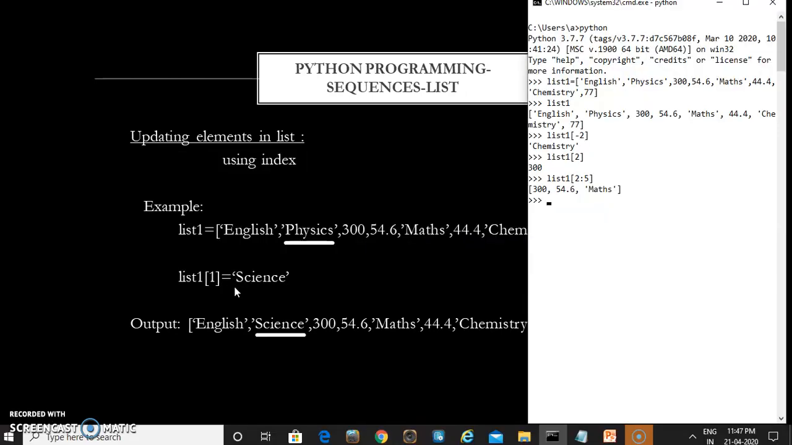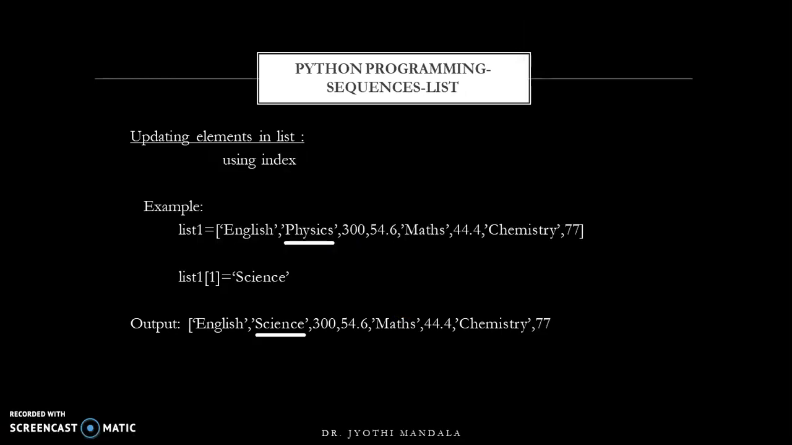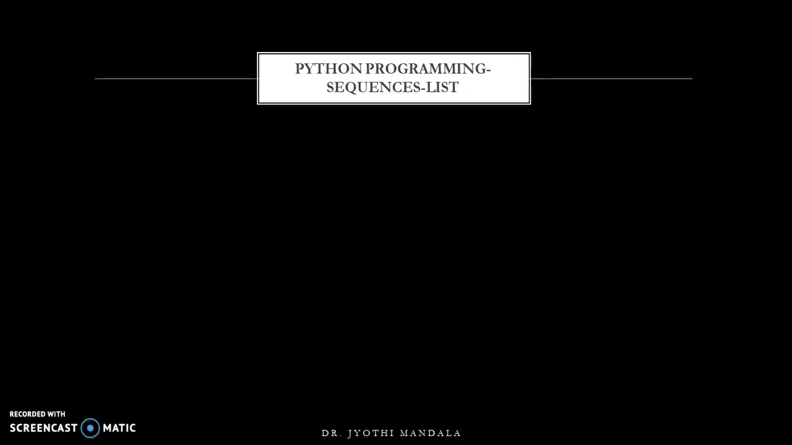Okay. Now we have list one already in our command prompt. Here it is. I want to update list one, at index one, the value to science. Then I will try to display the value of list 1. Then you can observe here the physics value has been updated to science. So this is how updation can be done. Updation is very simple, right?